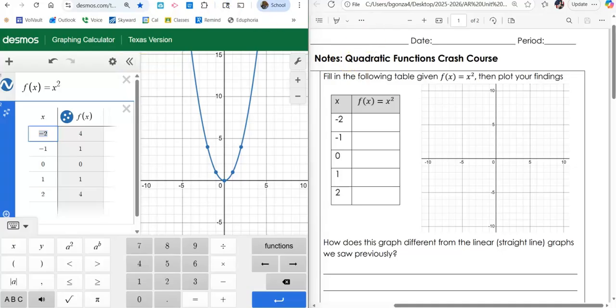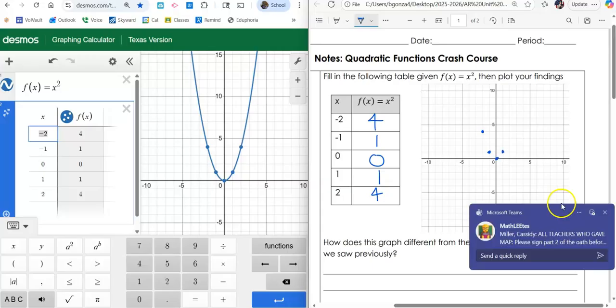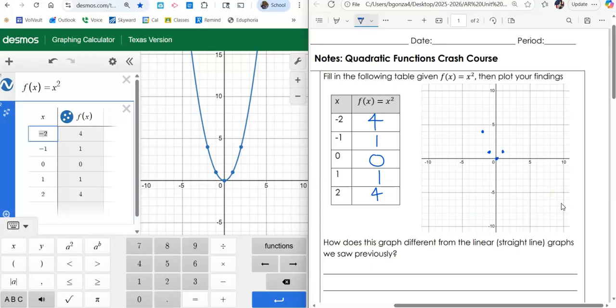-1 gives me 1. 0 gives me 0. 1 gives me 1. 2 gives me 4. I get it all from the table. So now you can graph those points. And that's going to give you what is called a parabola.